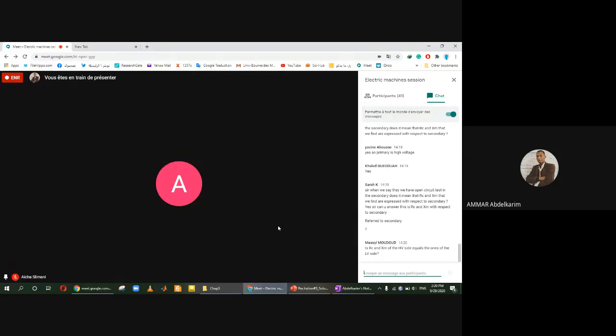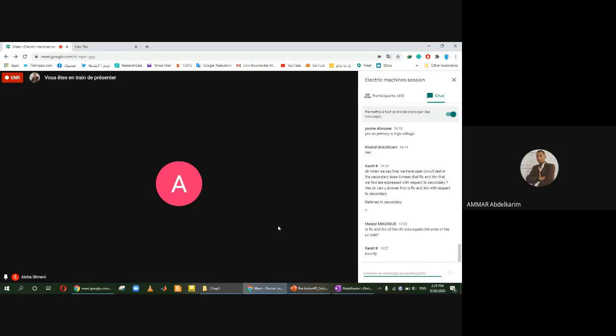Yes, RC and XM are the same, but RC and XM are in the primary. So when you go to the secondary, you have to divide them by a square. Everyone, let's organize our ideas. I will repeat from the beginning, idea per idea, so don't get confused.